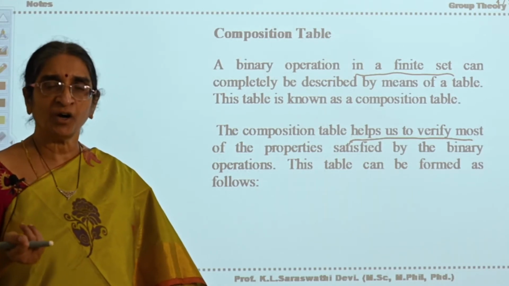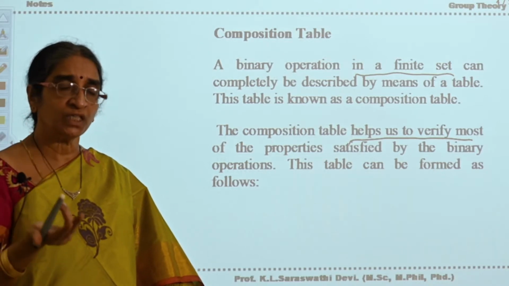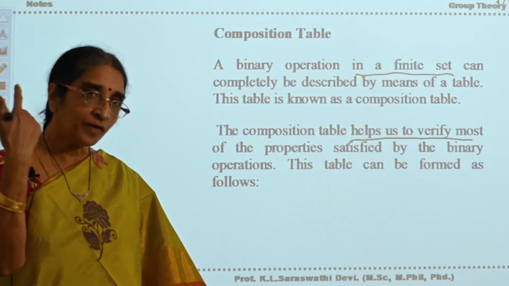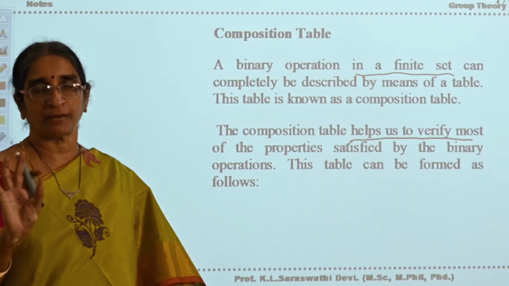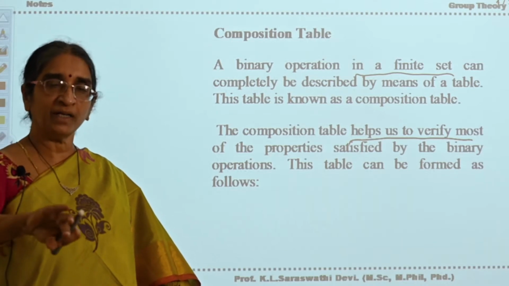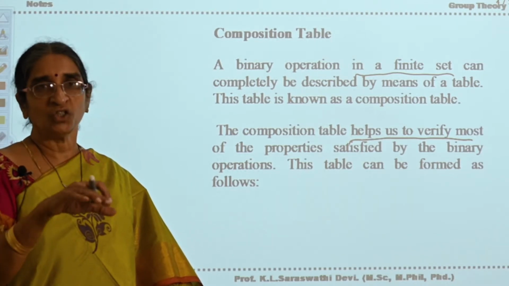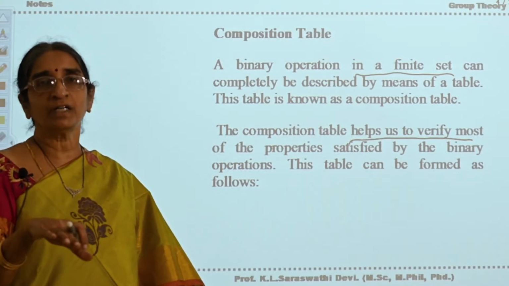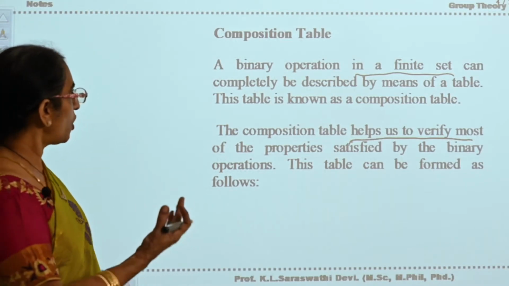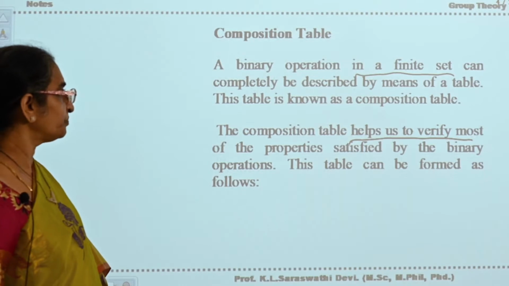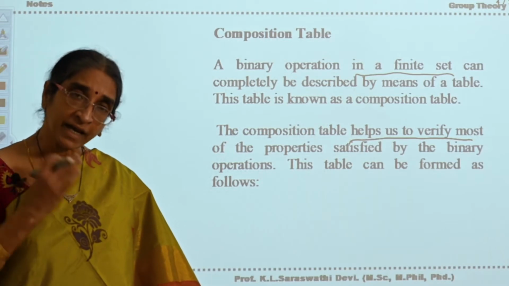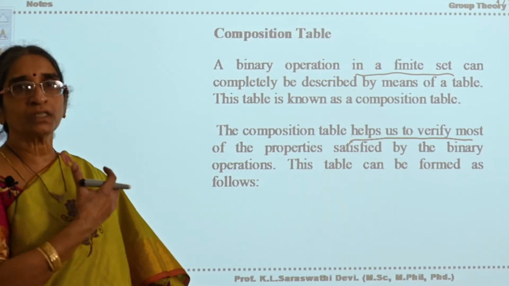What do you mean by a binary operator? Any operator which operates between two elements of a set, with the result belonging to the set, is a binary operator. This binary operator may be associative. With respect to it, there may exist an identity in the set, and an inverse for each element in the set. These are the properties of the binary operator. So the composition table helps us verify whether these properties are satisfied or not.